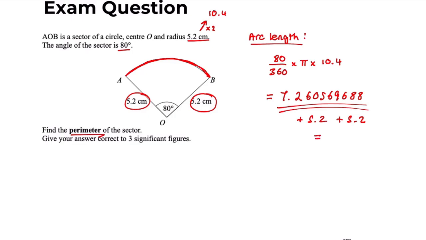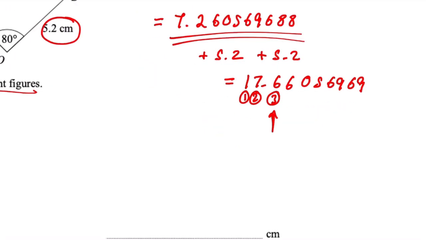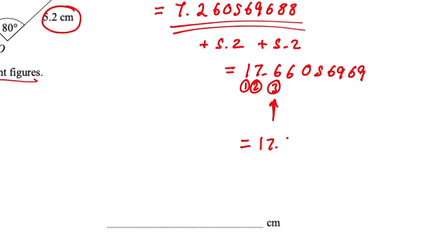When you do that, you're going to get an answer of 17.66056969. It says give your answer to 3 significant figures. So first, second, third, 6 rounds up, so that increases this by 1. Your answer is going to be 17.7 centimeters to 3 significant figures.